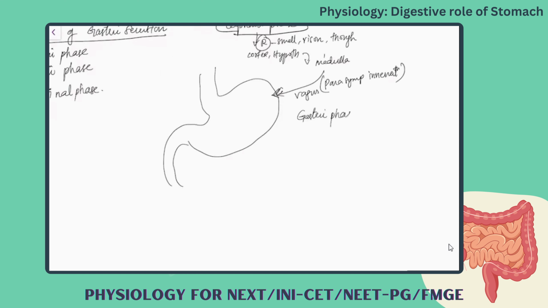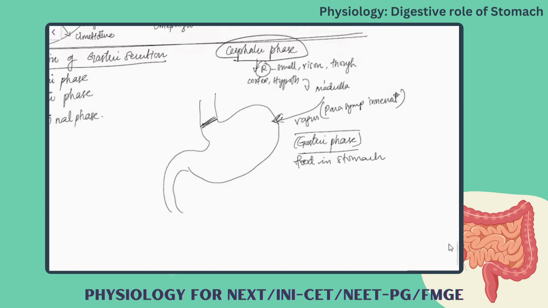So what is the gastric phase? The presence of food in the stomach. Once the bolus enters, crossing the lower esophageal sphincter, the food accumulates in the stomach. It distends the wall of the stomach. The distension of the stomach wall induces the stretch receptors.